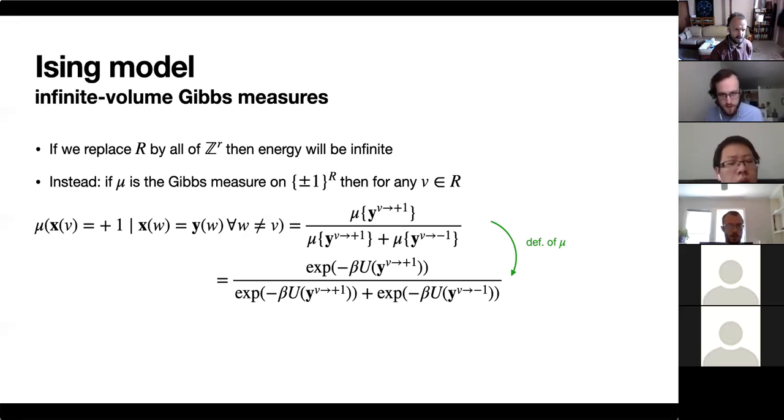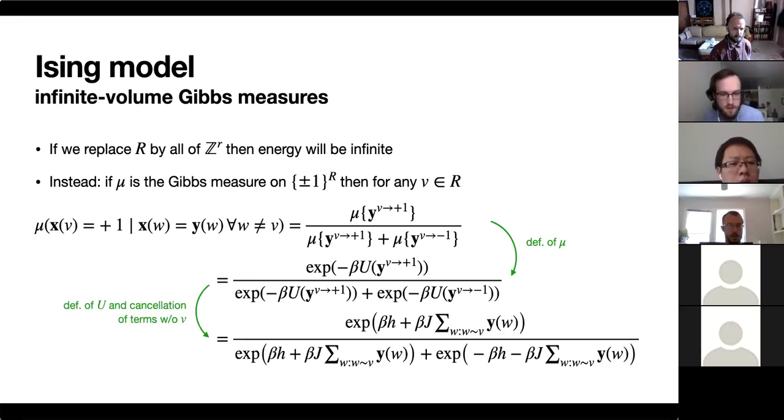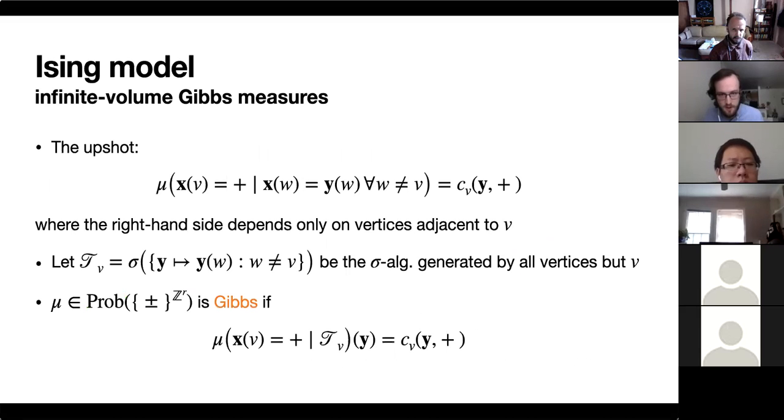Now all these terms with a big U, like I said, those are big sums, right? But what's nice about this setup is that we can cancel everything that doesn't involve V, and we end up with something that's complicated, I guess, but it only depends on the labelings that Y gives to vertices that are adjacent to V. So I will get rid of this ugliness and replace it with, upshot. Again, the conditional probability of seeing a +1 at V, given seeing Y everywhere else, is just this function, which depends only on the values of Y at vertices adjacent to V.